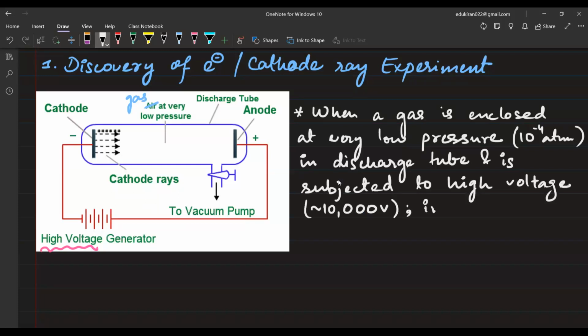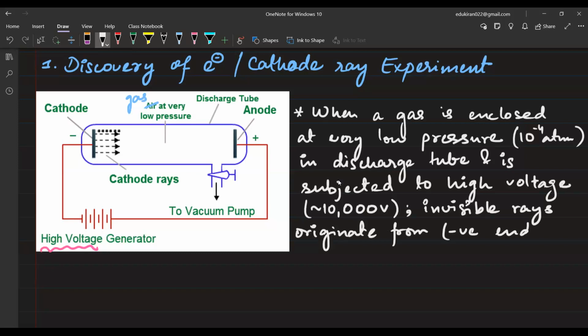Then we see invisible rays originate from the negative end. What is the negative end? Cathode. To anode. Anode is the positive end, producing a greenish glow.